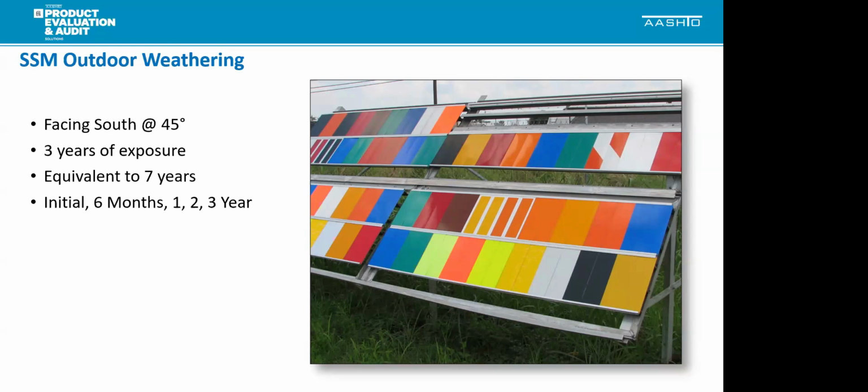So these panels are tested at 6 months and then yearly for 3 years. And we're considering the 3 years of South 45 to be approximately 7 years of a typical exposure on a vertical sign face. So we consider this to be accelerated weathering.